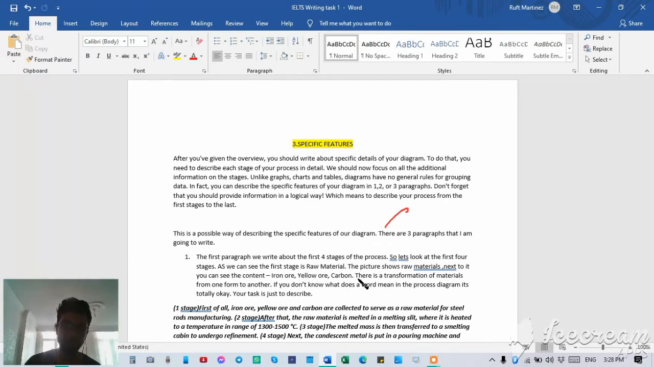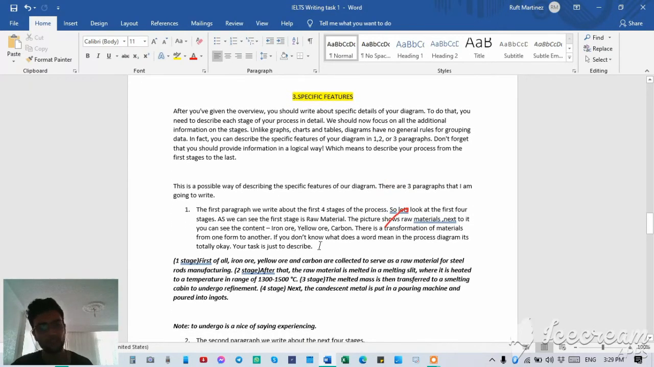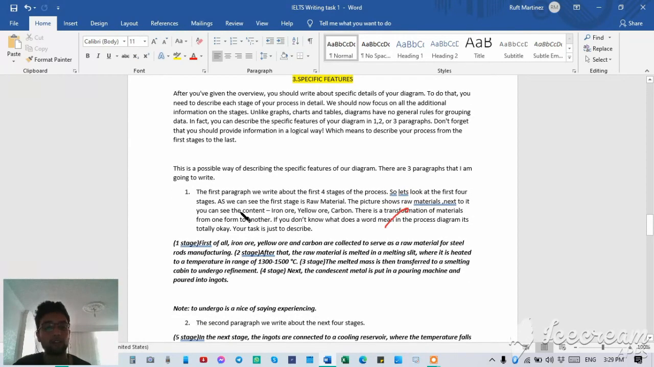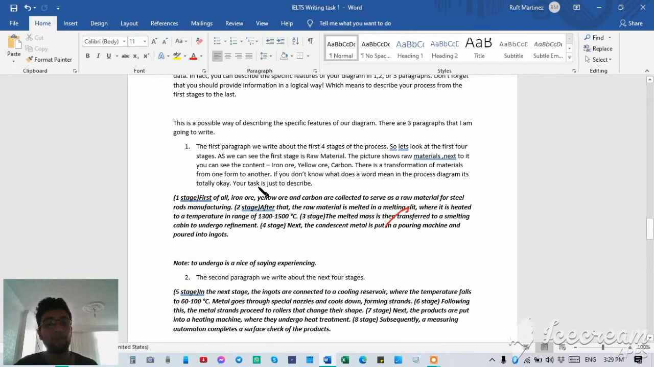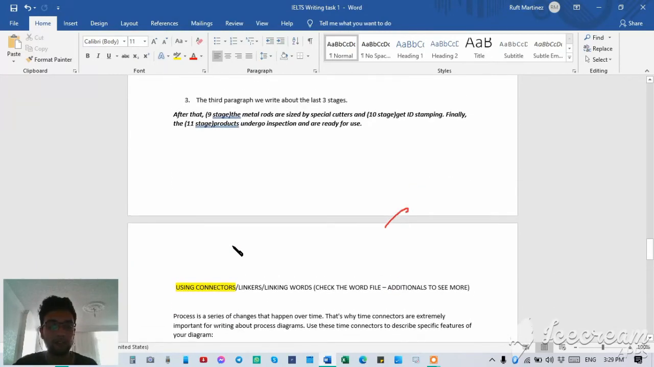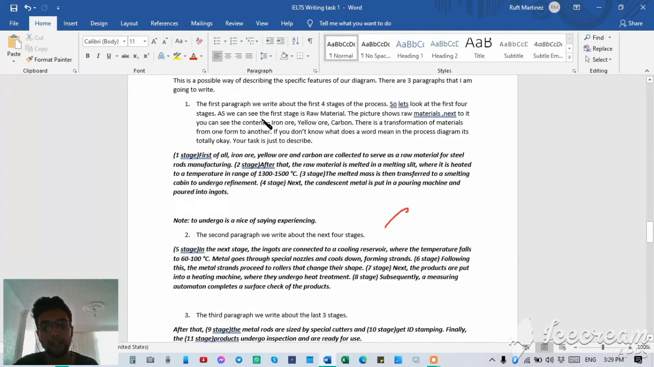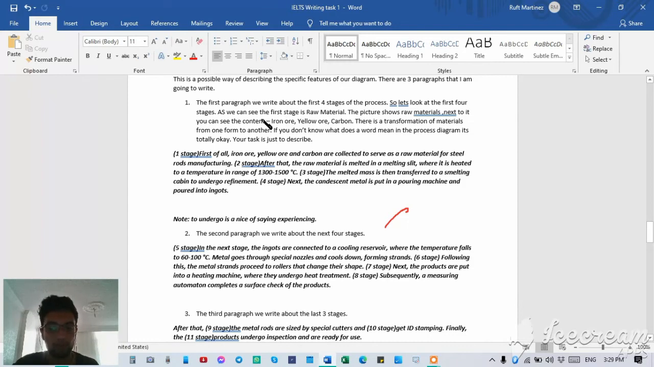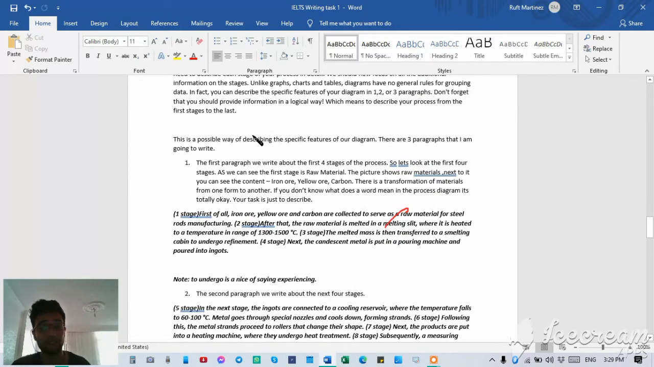That's why at the beginning of the IELTS diagram task, you should analyze your diagram. You should find which stage is the first one, which stage is the last one, how it continues and how it ends. So here we have a possible way of describing the specific features of our diagram. There are 3 paragraphs I'm going to write, as you can see, 1, 2, and 3. The first is small, and I'm going to write more than 200 words. So let's take a look at this.